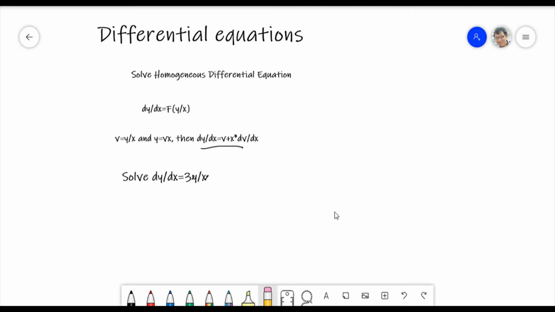Hello everyone. This time we still keep on going to solve the differential equation. This time we solve a special type. This type we call homogeneous.